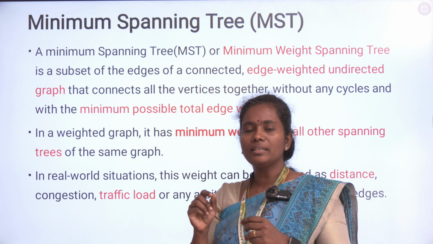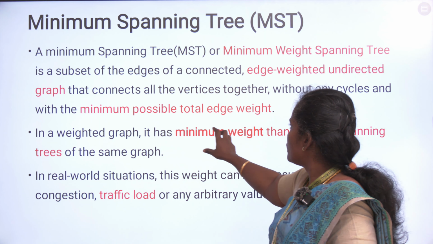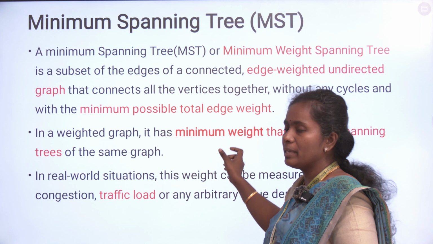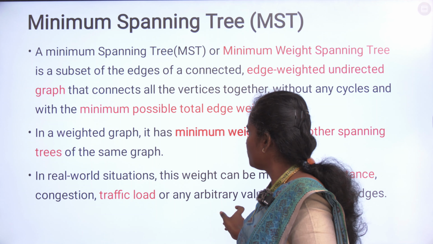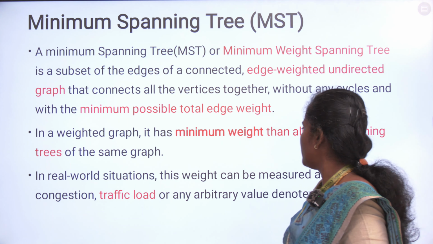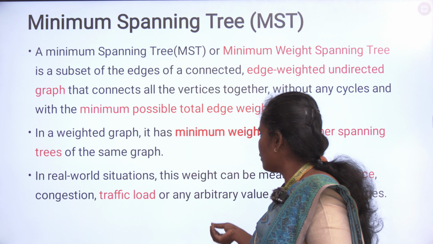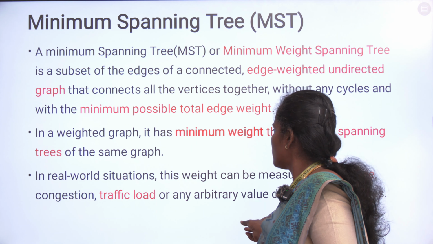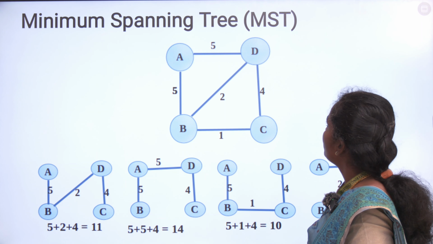In this, it contains the edges of an undirected weighted graph. We will find the minimum possible total edge weight. Based on this weight, we will say this graph is the minimum spanning tree. So it is used in real-world examples of identifying traffic distances, traffic load, congestion and many arbitrary values. Let's see an example of a minimum spanning tree.